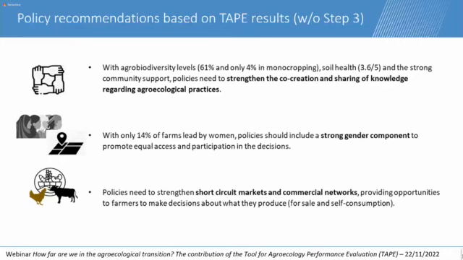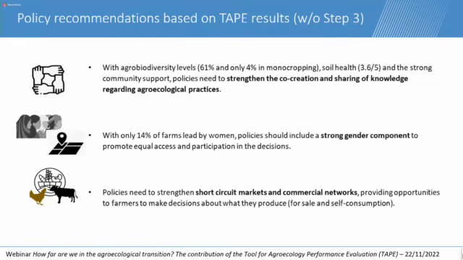In the country, customary land ownership accounts for 90% of the land. So families feel secure in having access to land, but they don't own the land. In this regard, only 14% of the farms were led by women, with only 5% of women owning land. So policies should include a stronger gender component to promote equal access and participation in decisions.